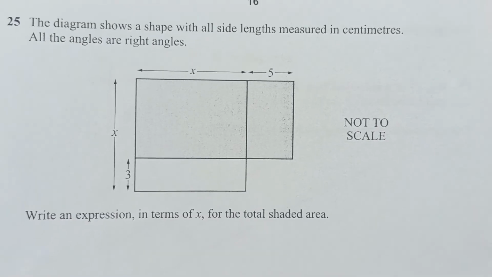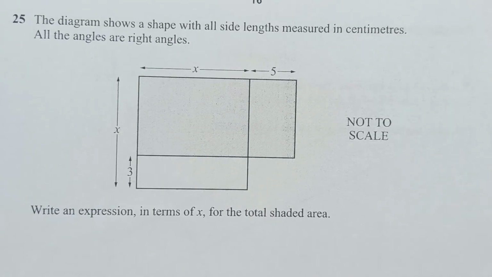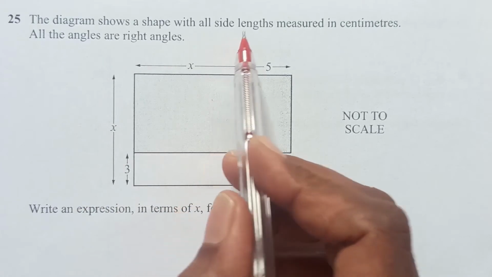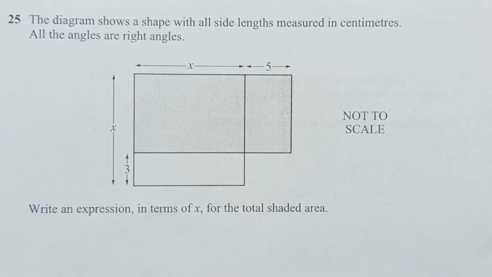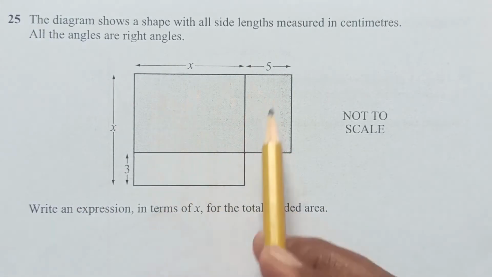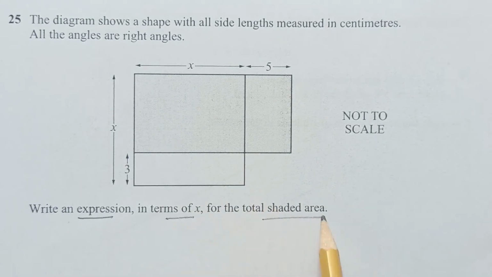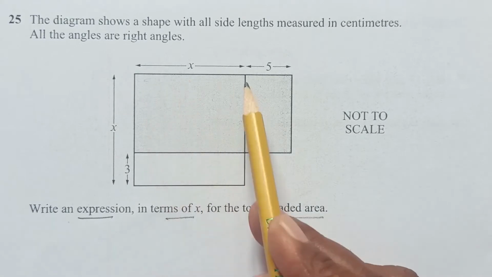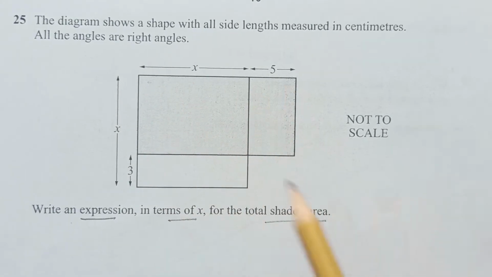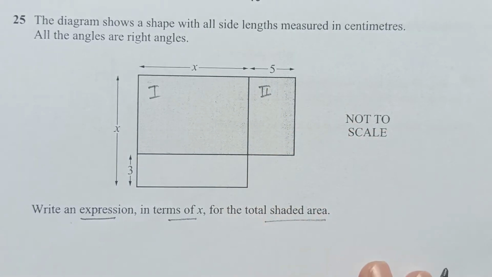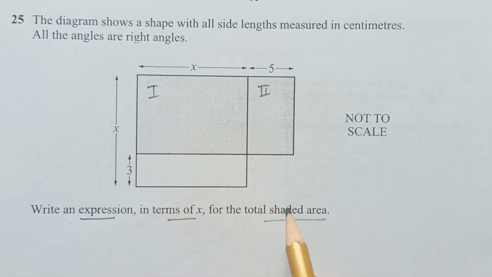Here is another question. This is a word problem with shapes. The diagram shows a shape with all side lengths measured in centimeters, right? So we are given the sides here. Write an expression in terms of x for the total shaded area. The shaded area is this one here. We have 2 rectangles here. This is the first rectangle and this is the second rectangle. So the total area will be the sum of these two.